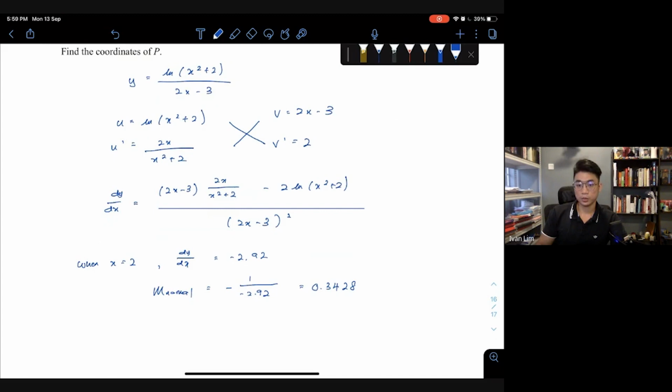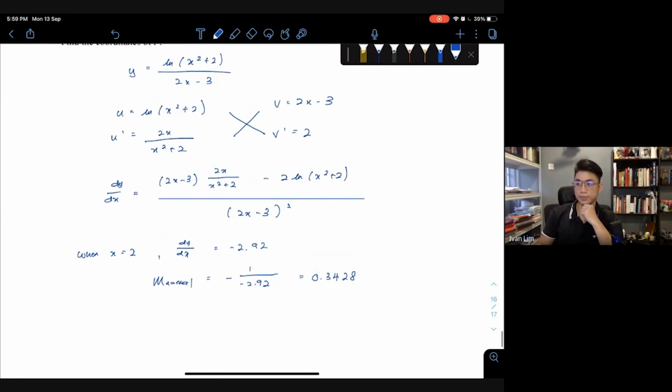We want to find our equation of normal, so we need one gradient, 1 point. Point means x and y. We have x equals 2. Can we find y? Just sub it back into the equation.